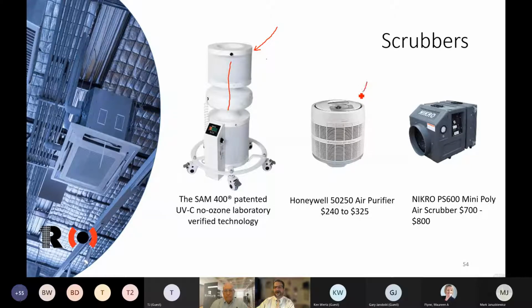But these Honeywell devices move 250 CFM of air. You might need 2 of them in a classroom. But these are actually very good for scrubbing the air as well, and they can last a fairly long time. Or you can go with a commercial scrubber.